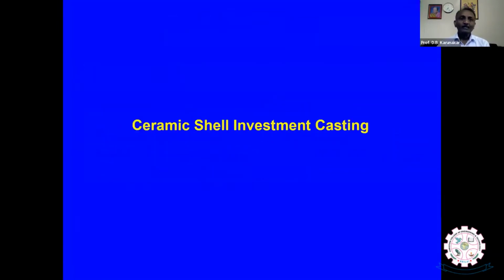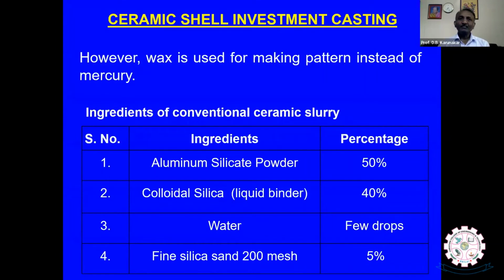The fourth one is the ceramic shell investment casting process. This is the fourth development. The first one is the solid mold investment casting. The second one is the plaster mold investment casting. The third one is the Mercast process, and the fourth one is the ceramic shell investment casting process. What is this process? Here, wax is used as the pattern material instead of mercury, as in the case of the first two processes.